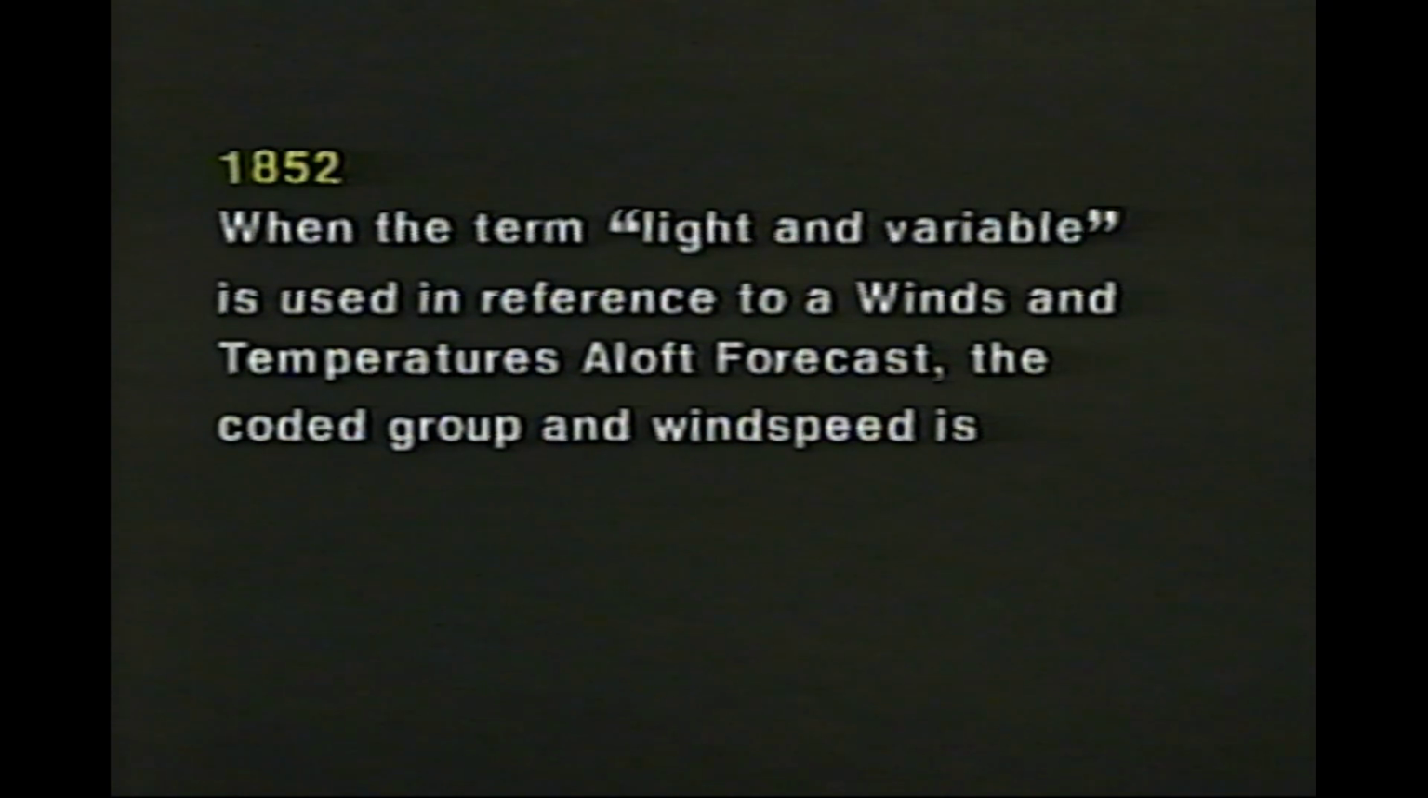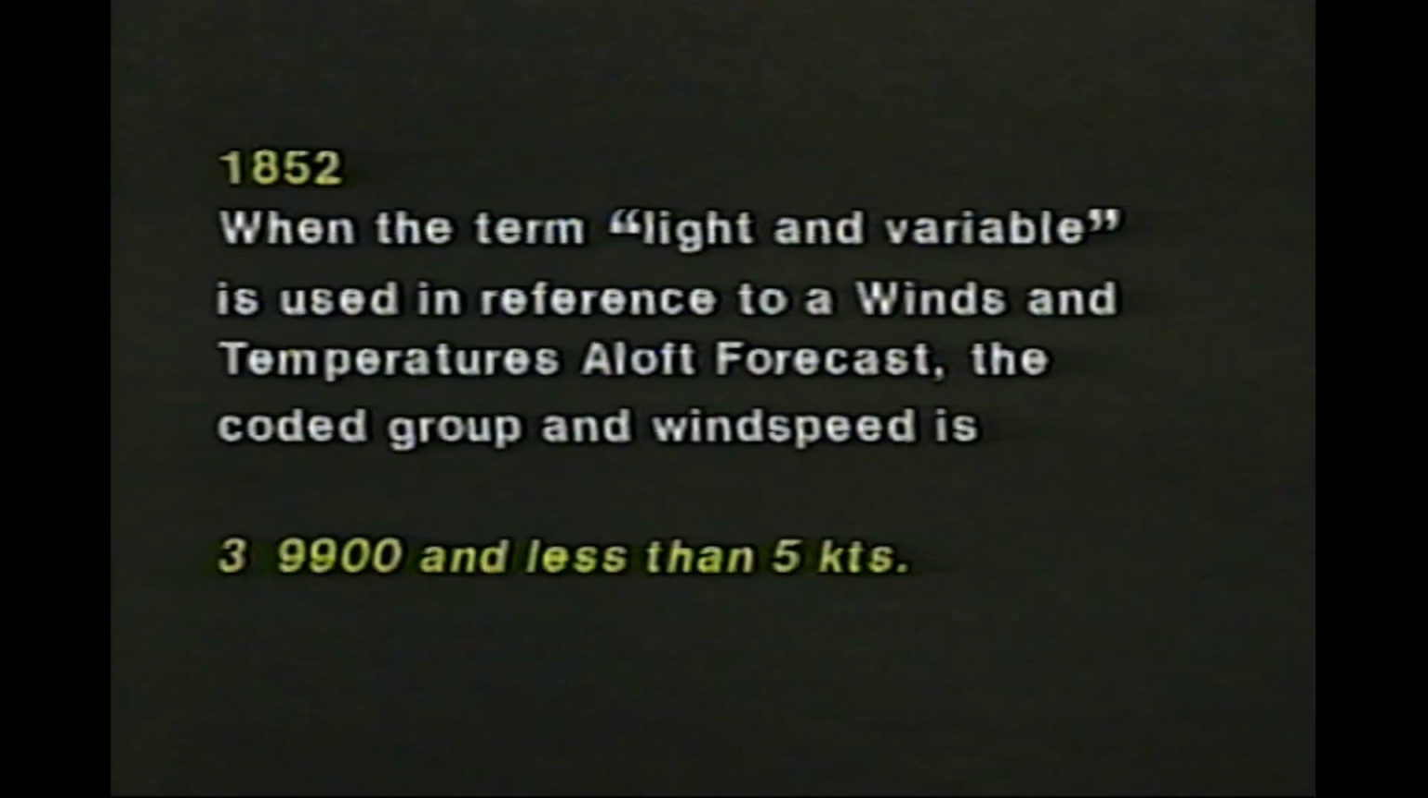Question 852. When the term light and variable is used in reference to a winds and temperature aloft forecast, the coded group and wind speed is? Remember, light and variable is 9900. If you ever see that, that's what it means. It's answer 3, 9900 and less than 5 knots.